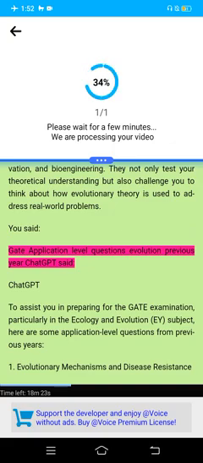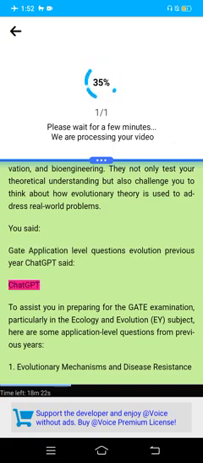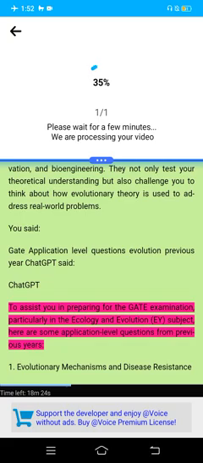GATE application level questions evolution previous year. ChatGPT said: To assist you in preparing for the GATE examination, particularly in the ecology and evolution (EY) subject, here are some application level questions from previous years.